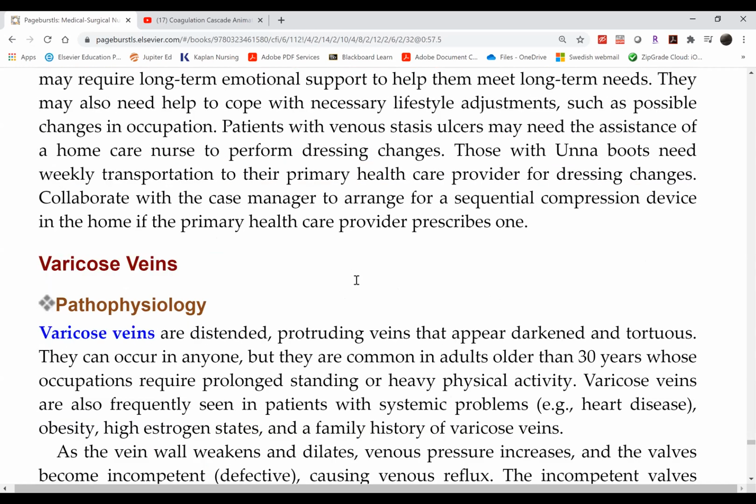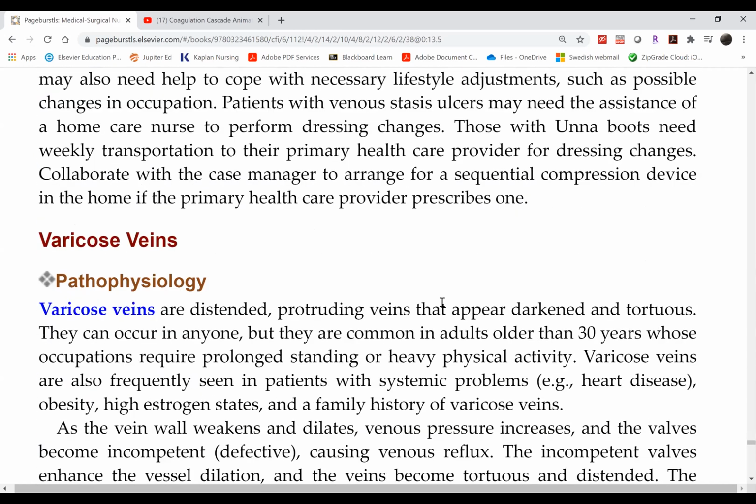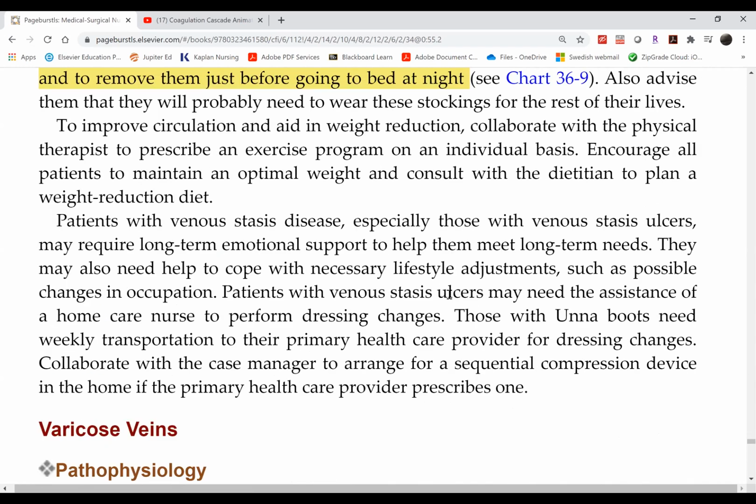I'm not testing varicose veins. All right, take a break. Come back at 9:20 for diabetes. Okay.